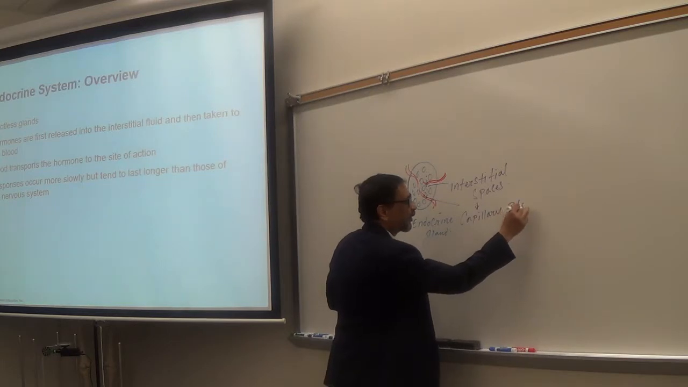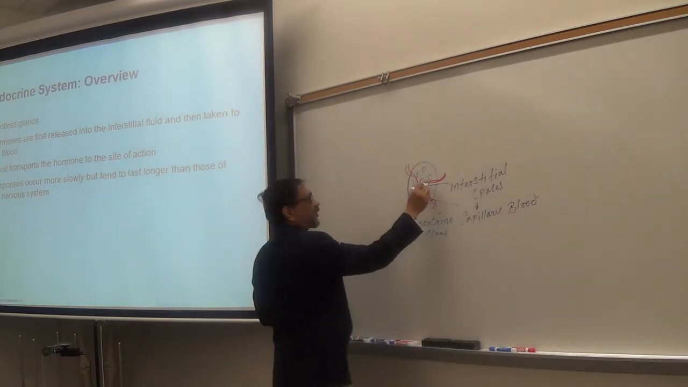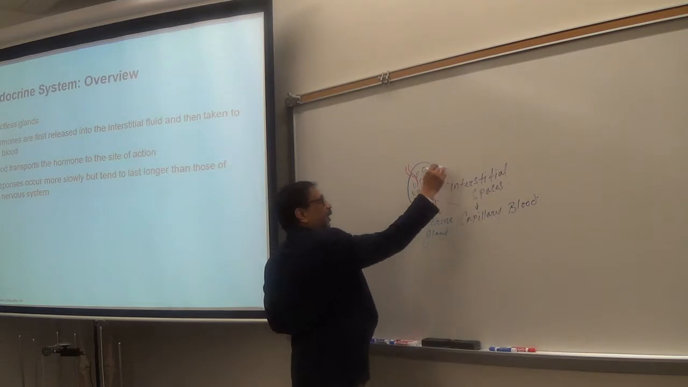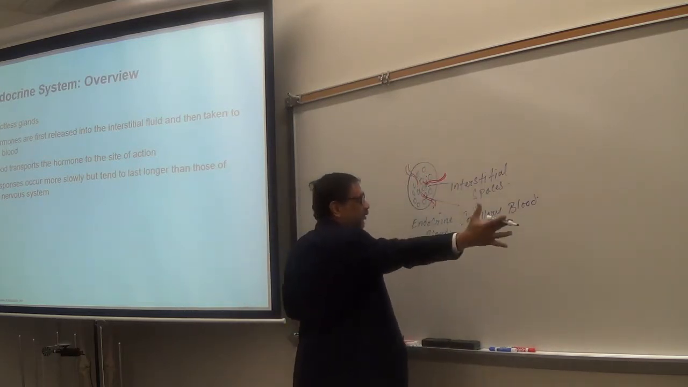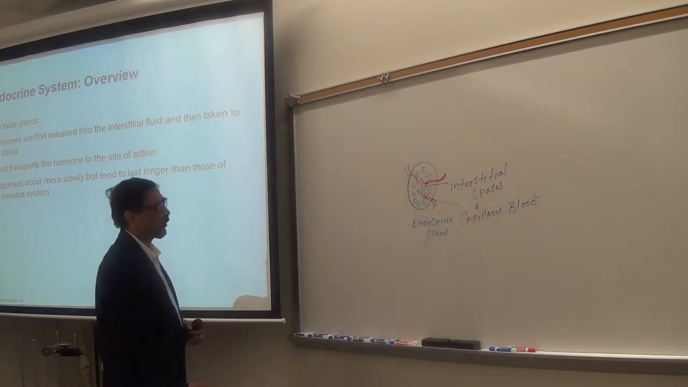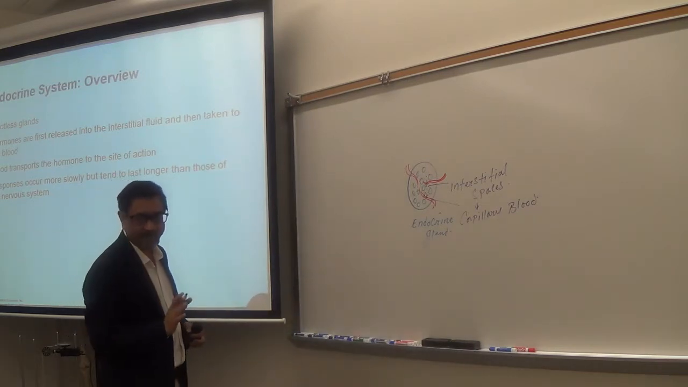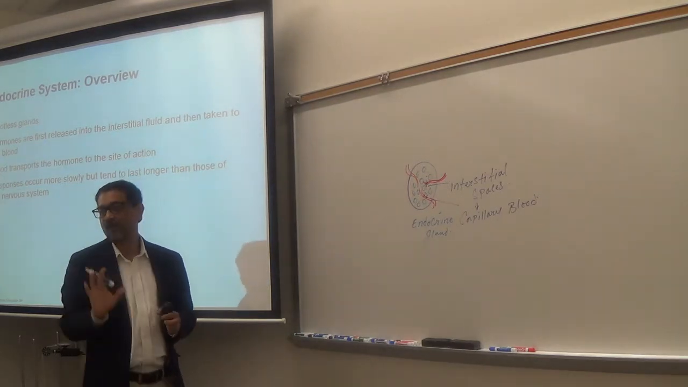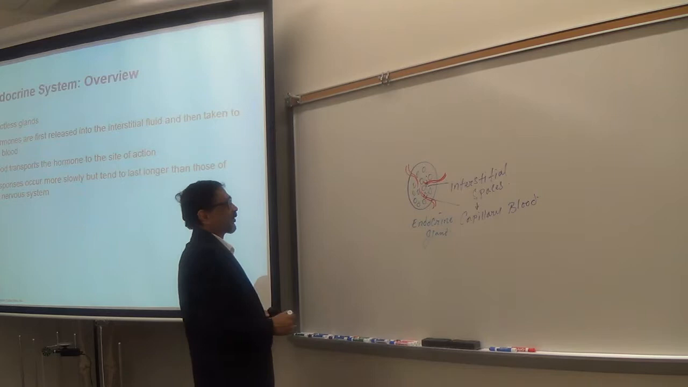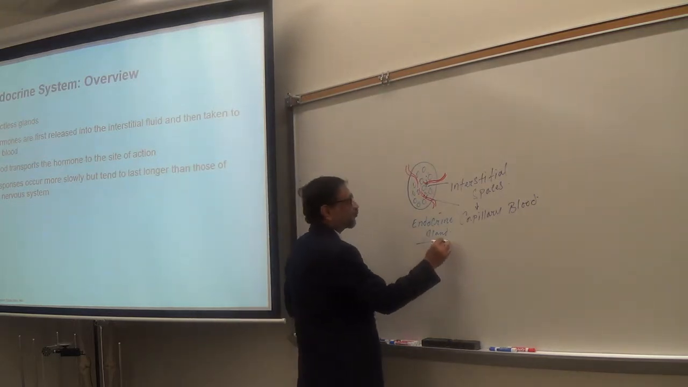Okay, and then once the hormone enters into the blood, blood circulates throughout the body, so the hormone will go to the site of action, taken to the site of action by the blood. Make sense? Blood carries it to the site of action. Okay, so that is the endocrine.